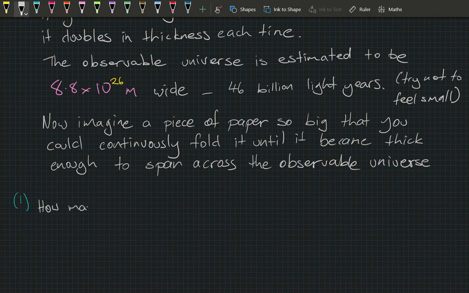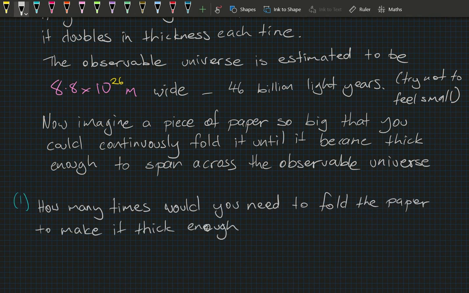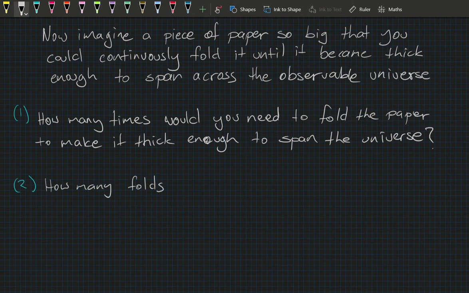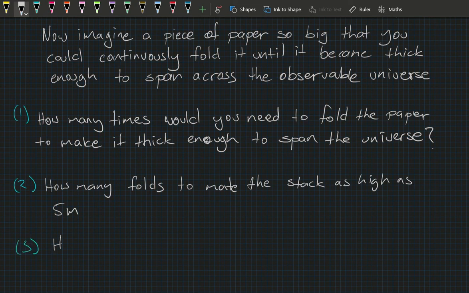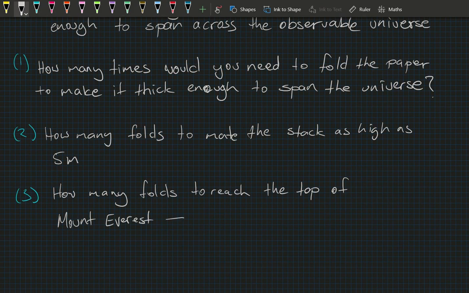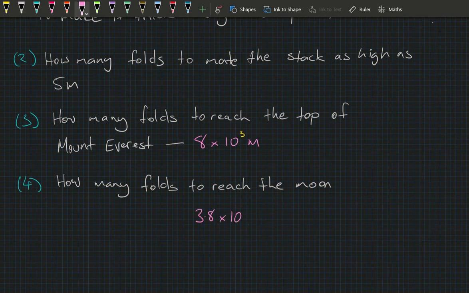So my questions for you are, how many times would I need to fold the piece of paper to make it that thick? However, you can start with some other questions first if you like. So the first thing you could do is figure out how many folds would it take to make the stack of paper as high as 5 meters? And how many folds would it take to reach the top of Mount Everest, which is about 8 times 10 to the 3 meters high? And how many folds to reach the moon, which is about 3.8 times 10 to the 8 meters?